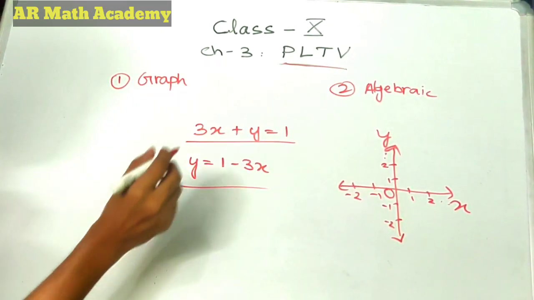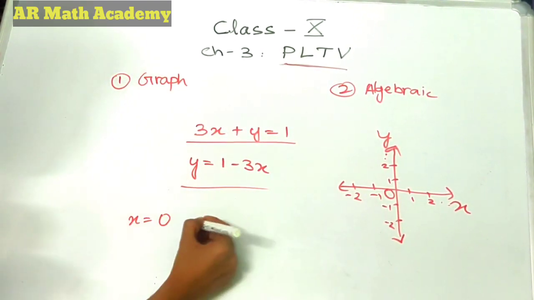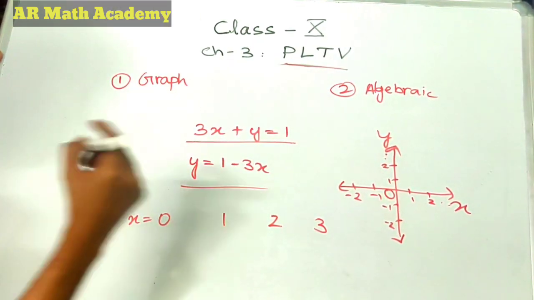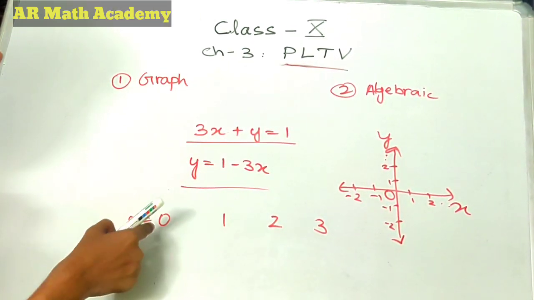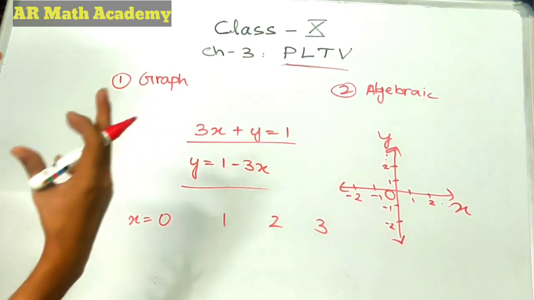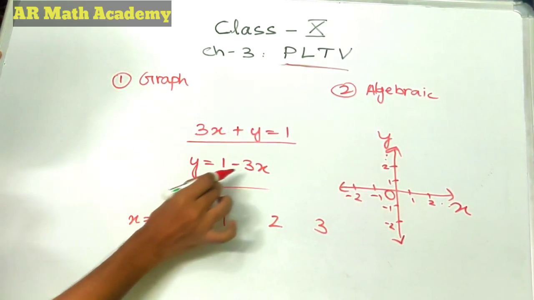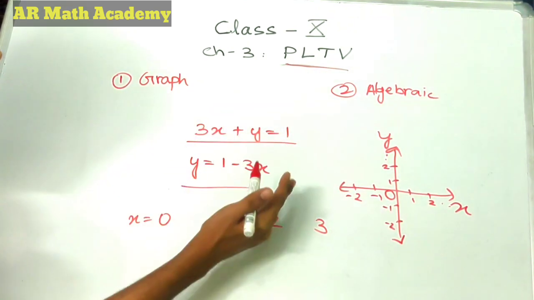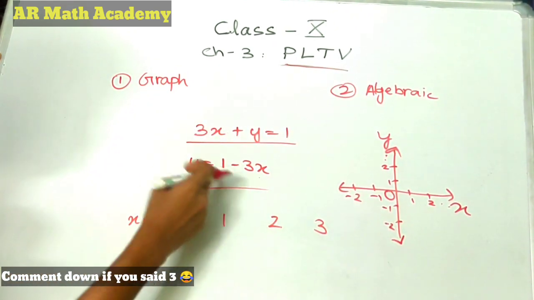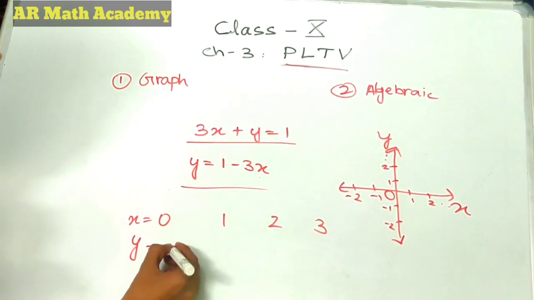Now start substituting different values of x. So I will take x is equal to 0, x is equal to 1, x is equal to 2, x is equal to 3 and so on. As for the value of y, I will start substituting x and I will automatically obtain the value of y. How can I do that? We'll start substituting. The value of x at first is 0. So when you substitute the value of x as 0 over here in the RHS, you will get 1 minus 3 times 0. What is 3 times 0? 3 times 0 is 0. So 1 minus 0 is 1. So the value of y correspondingly will become 1.